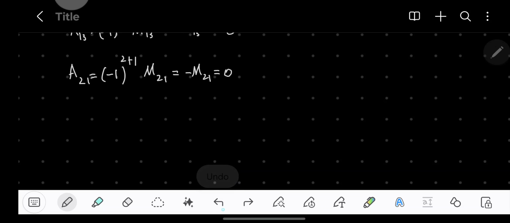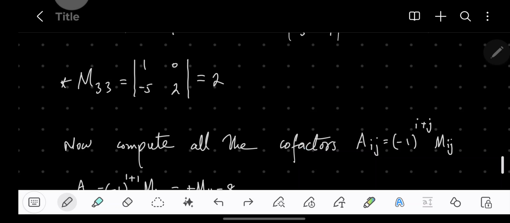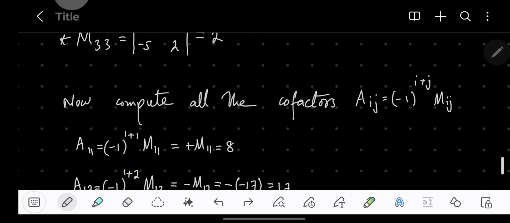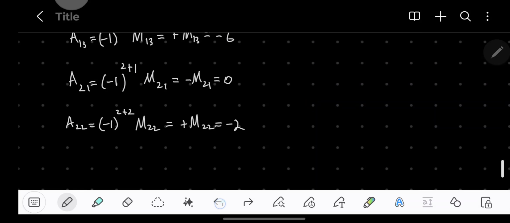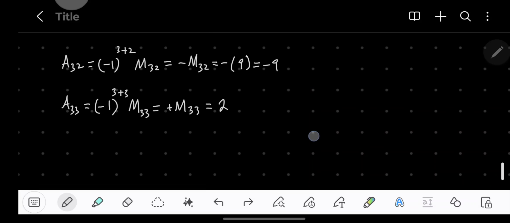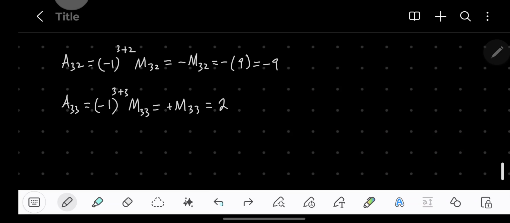Now is the turn for A22, which is negative 1 to the power 2 plus 2. 2 plus 2 is 4, which is an even number. So I will write plus M22. M22 is already found, which is negative 2. So I will put negative 2 here. And similarly, we will find all of the other values. So all of the cofactors have already been found.